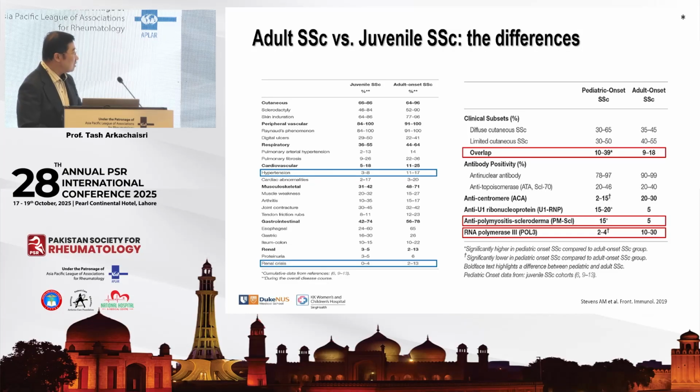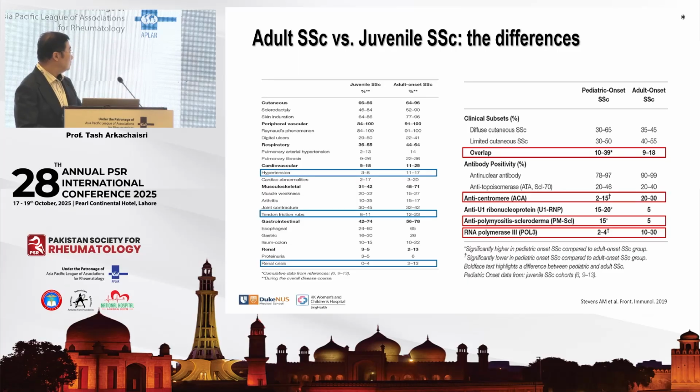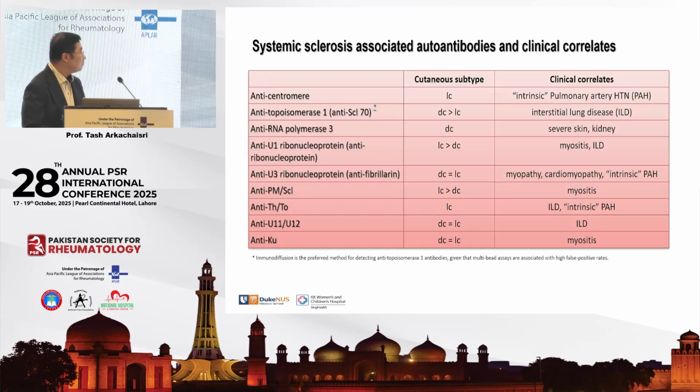So the use of steroid in kids, feel free to use. And then tendon friction rub, I hardly see in kids. It usually happen in adult. And anti-centromere also old people, old adult, even kids we usually don't see. U1-RNP go with the overlap syndrome, so we see more than adult. So this is just reflect. This is another disease that autoantibodies also give you the clue.